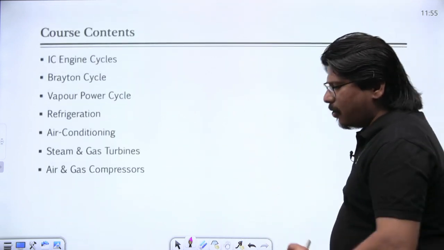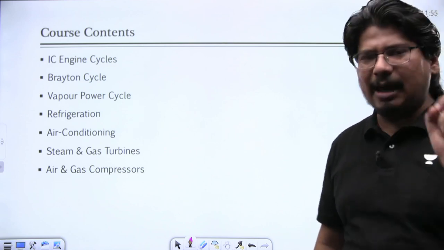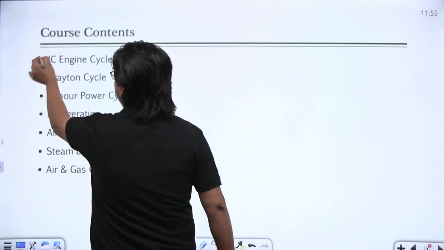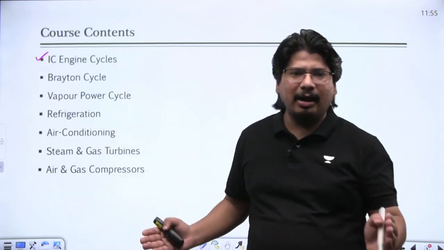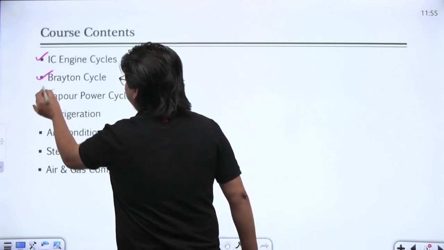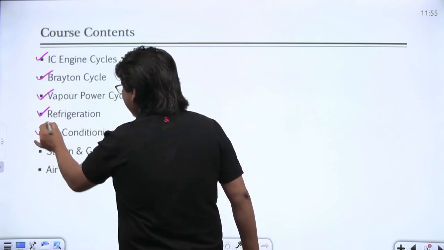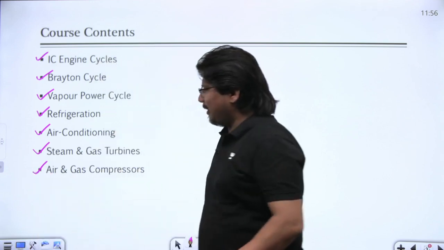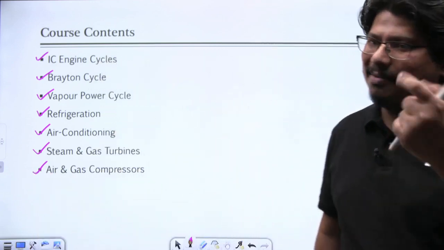In this entire course we will be having 7 chapters. Chapter number 1, IC engine cycles. Then we will be talking about the Brayton cycle in entire detail, vapor power cycle, refrigeration, air conditioning, steam and gas turbines, and finally the last chapter will be air and gas compressors.